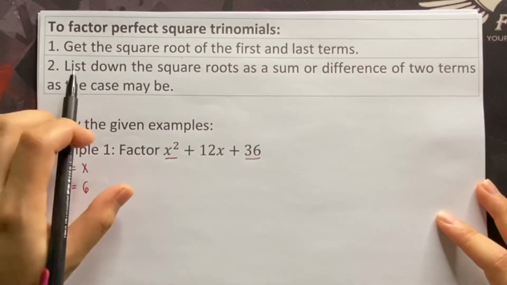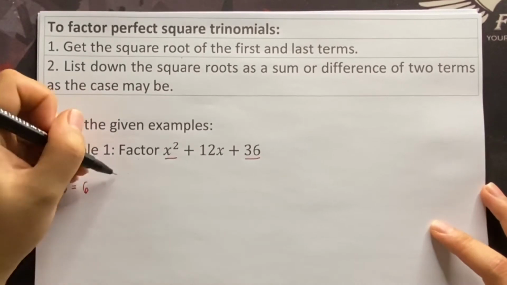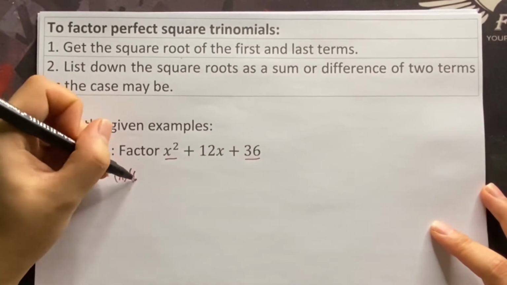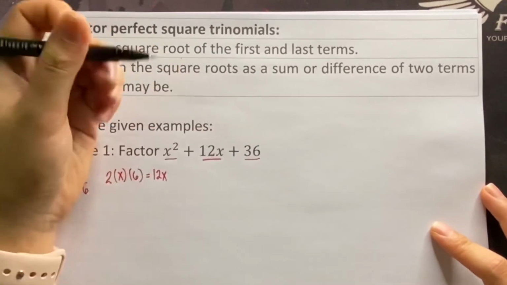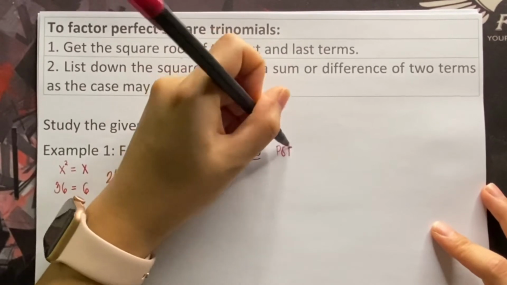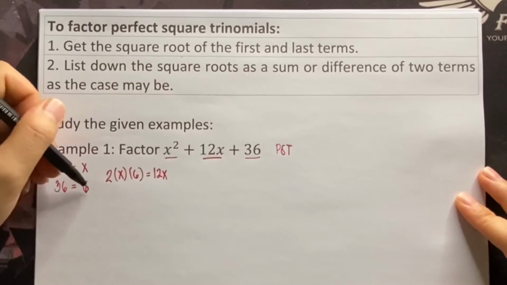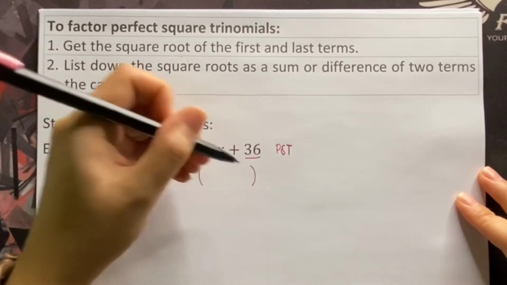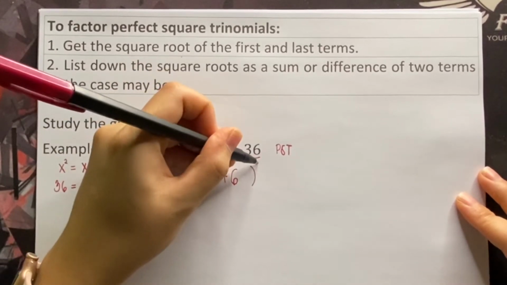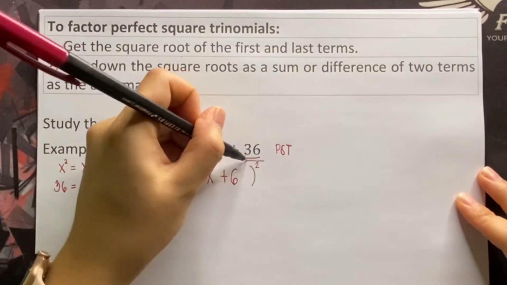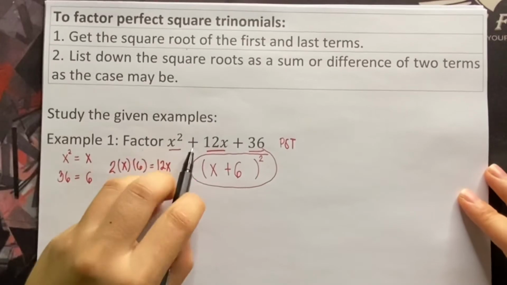After getting, list down the square roots as a sum or difference of two terms as the case may be. Multiply natin and then twice is 12x. So, alam natin na PST na siya, no? Ang square root ng x squared ay x. Ang square root ng 36 ay 6. Therefore, ang answer natin ay x plus 6 squared. And yan yung factorization ng first example natin. At ganyan lang kadali kapag parehas positive.